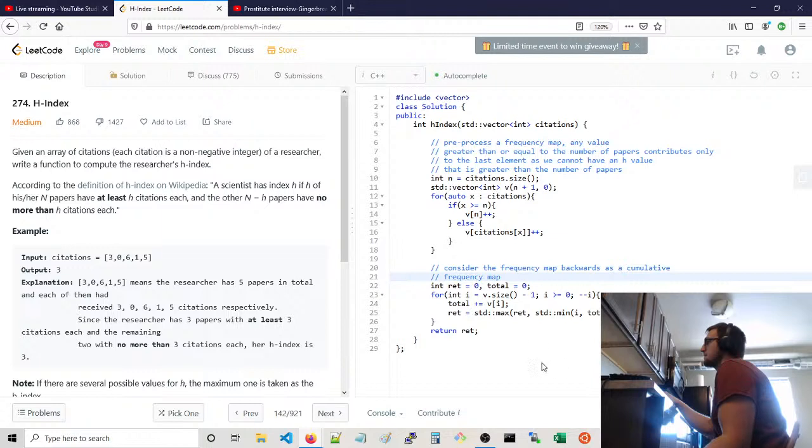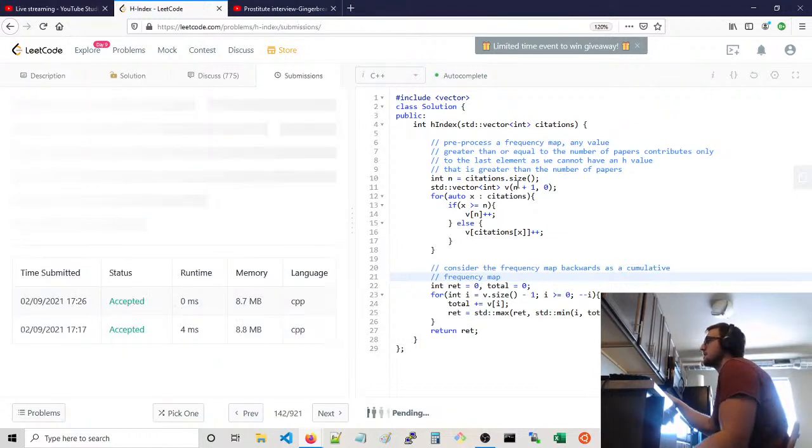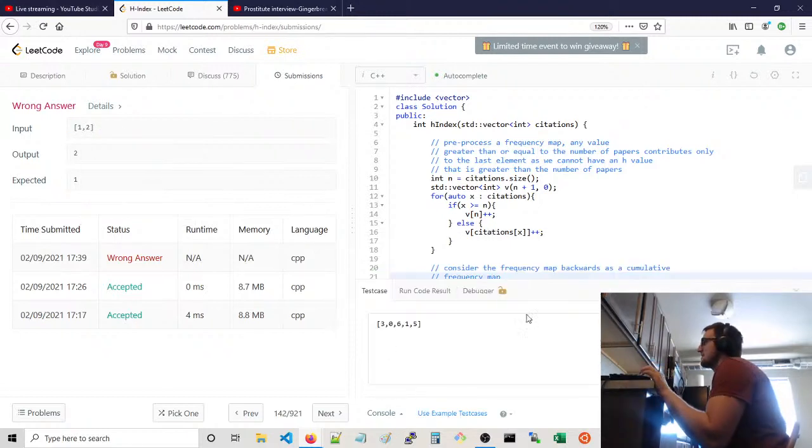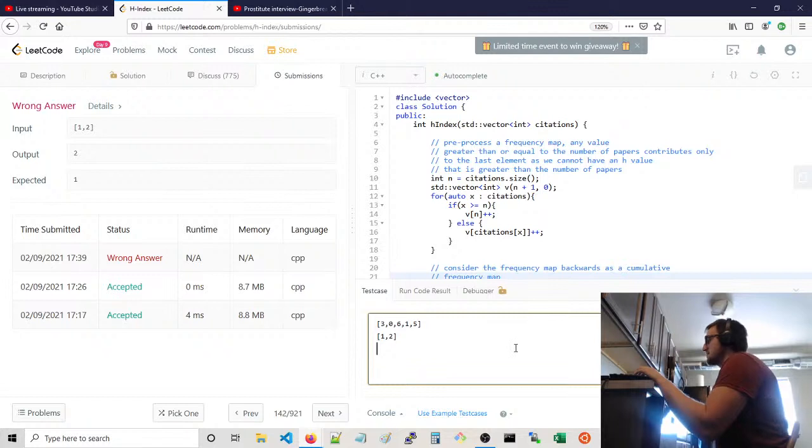Yeah, call it a cumulative frequency map now. All right, let's go for it. See what we get. Wrong. Nice. Awesome. Whoops. I probably should have tested more cases. I kind of skipped that. I was like, do we need to test more cases?